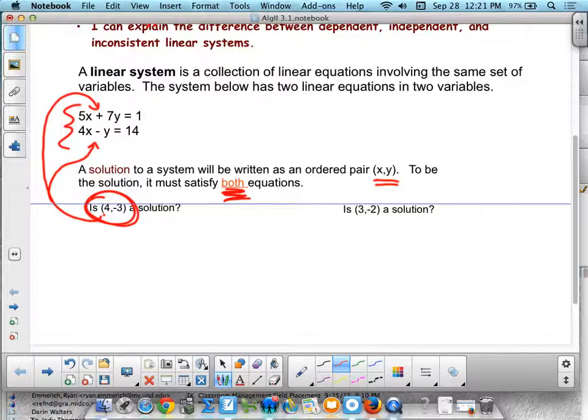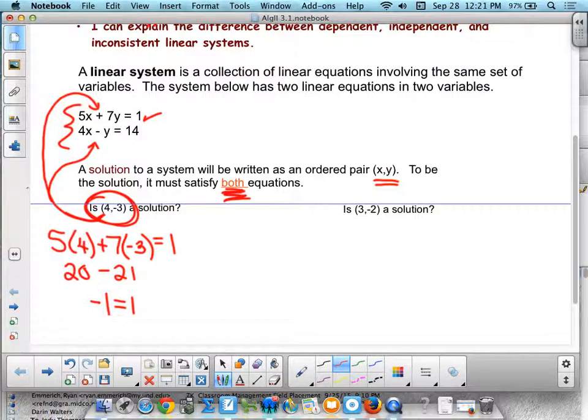If we do that, we're going to plug 4 in for x. So 5 times 4 plus 7 times negative 3, and we're hoping to get this number, 1. Well, this is 20 take away 21. What are you getting? Negative 1. What did we want? We wanted positive 1. Is this working? No. Negative 1 doesn't equal 1. So this ordered pair doesn't even work in the first equation.